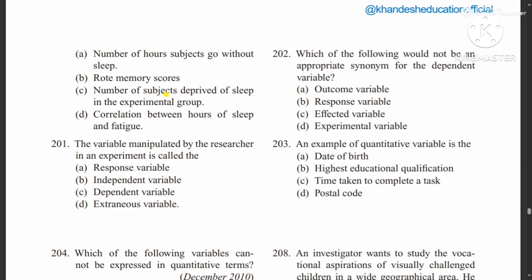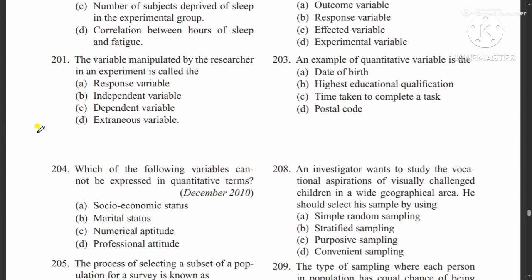So, first question: the variable manipulated by the researcher in an experiment is called the... So option B is correct. Independent variable. Manipulated by the researcher in an experiment.